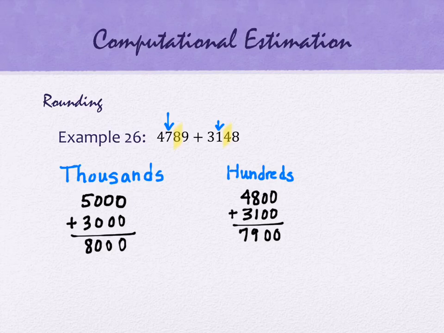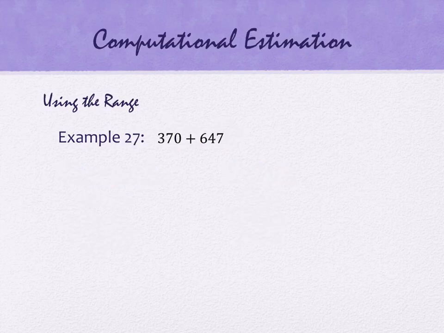And the idea is that if we haven't done anything kind of crazy, they should be close to the same value. Now, if you're asked to do rounding, this does not mean I expect you to round twice. You just pick one of them. You pick the hundreds place, or you pick the thousands place, and you just use that. Okay? Last one, using the range.